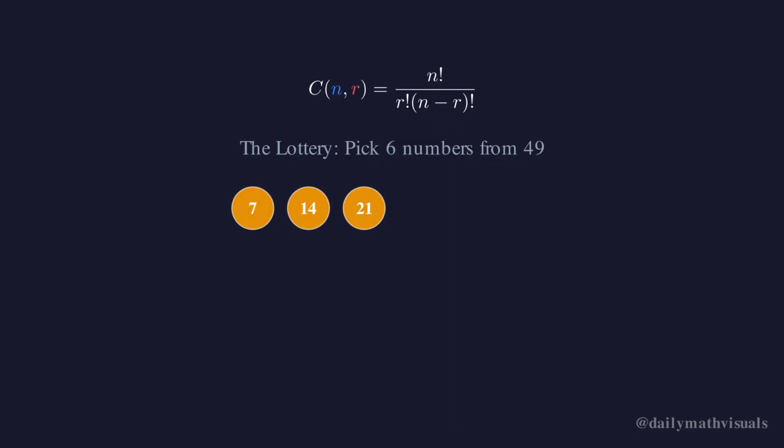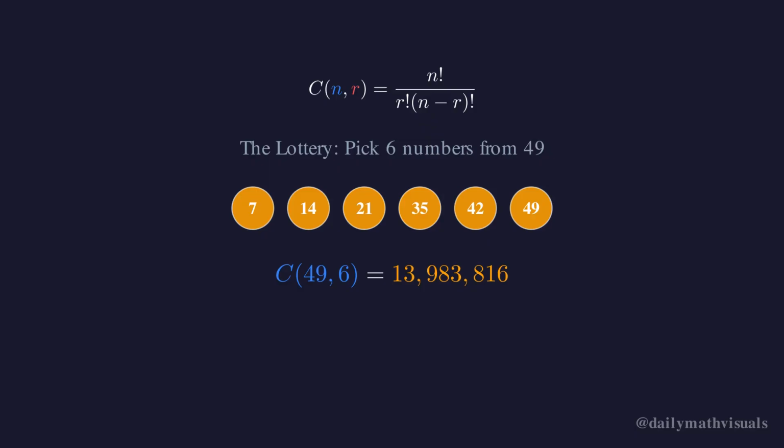When the numbers are drawn, does it matter what order they come out? No, you just need to match the 6 numbers, regardless of sequence. When you calculate C of 49, 6, the answer is almost 14 million. That's your odds of winning, 1 in 14 million. Factorials tell us exactly, precisely, how unlikely hitting that jackpot really is.